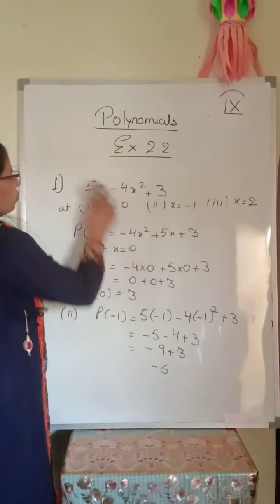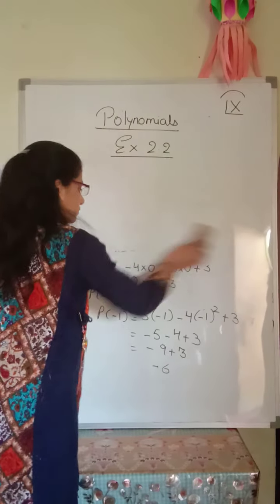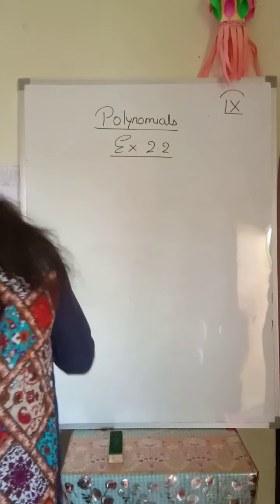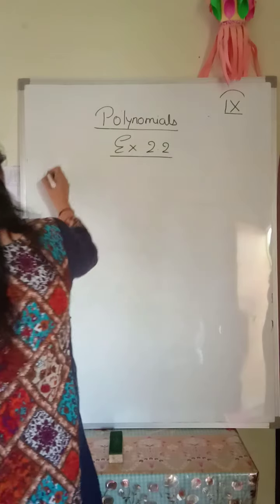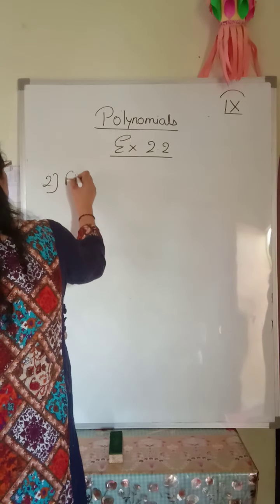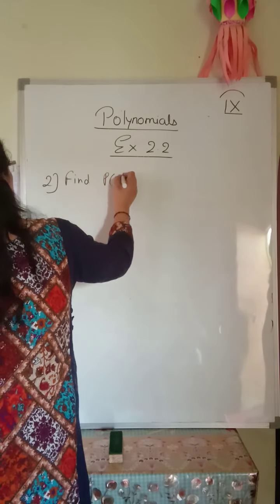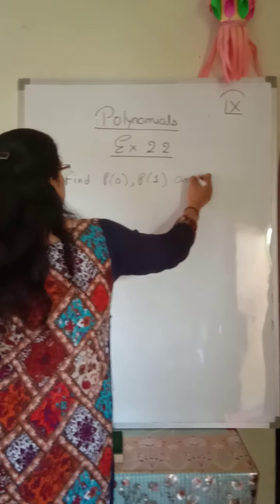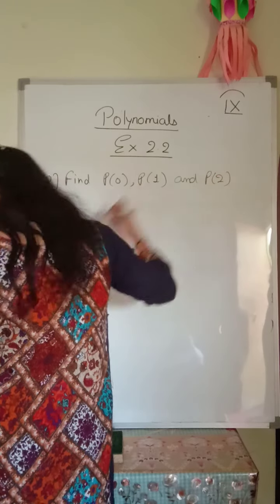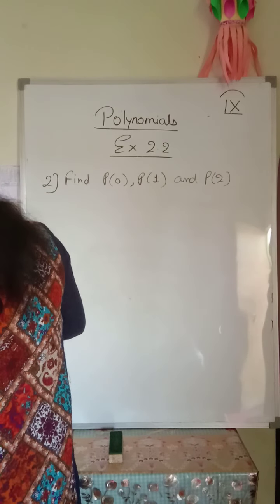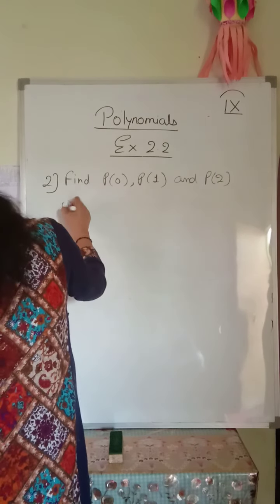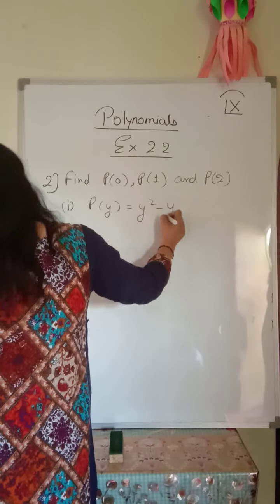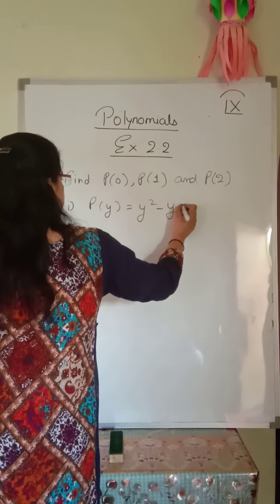Okay. So now come to second question. What is our second question? Second question is find p at 0, p at 1 and p at 2 of each of the following polynomials. So first part is given to you, polynomial at y is equals to y square minus y plus 1.